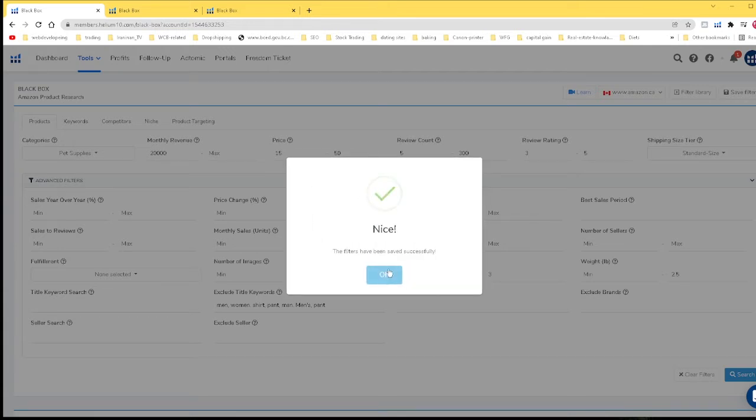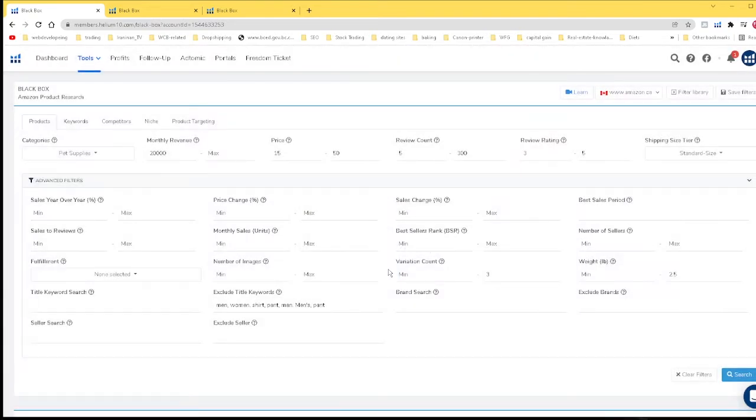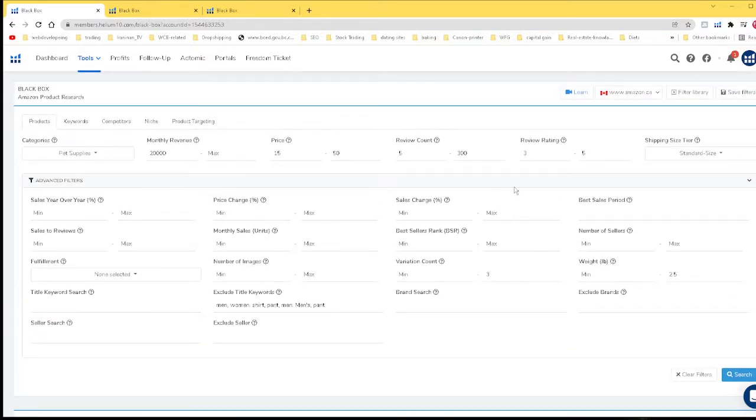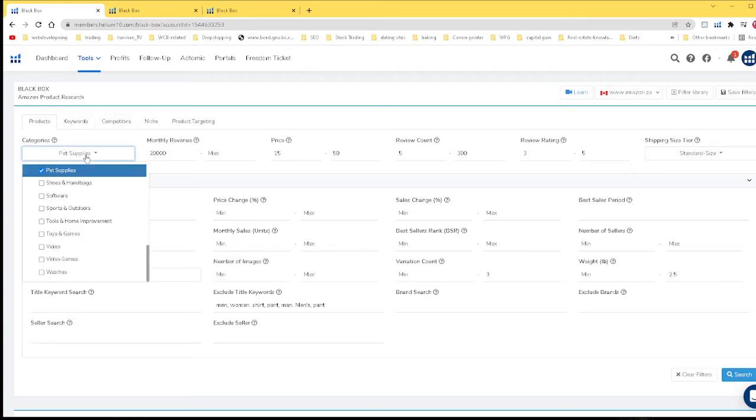In the future, if you want to load, you have it here. You don't have to put all this criteria back and forth again. So we already have this. The reason I did that is because sometimes when you check back and forth, you might lose it. You can just load it.